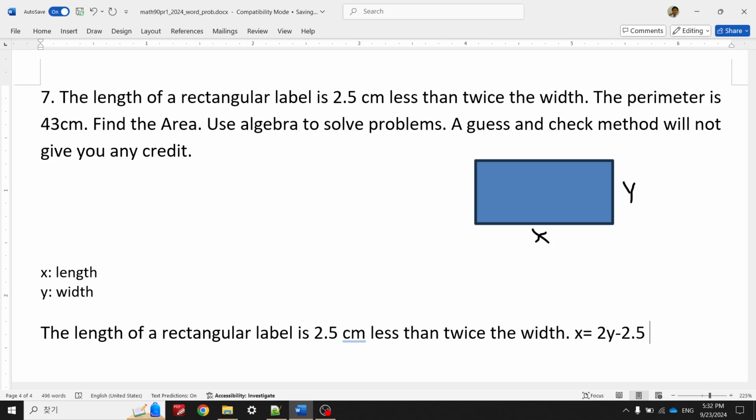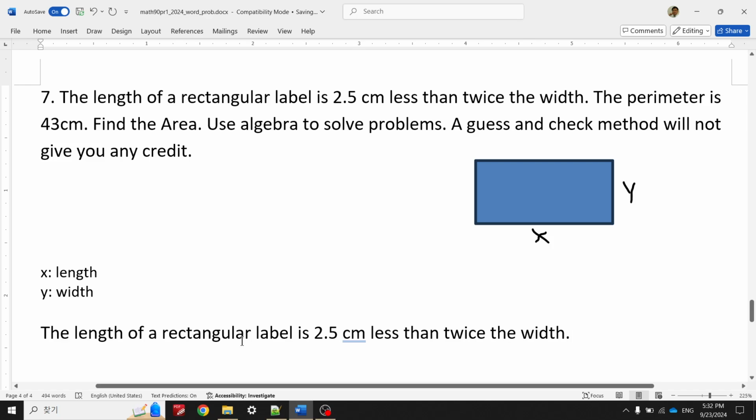Okay. Now, if that made sense right away, good for you. But what if it doesn't? If it doesn't, then try to do it slowly. So first of all, the length of the rectangular label, what is that?